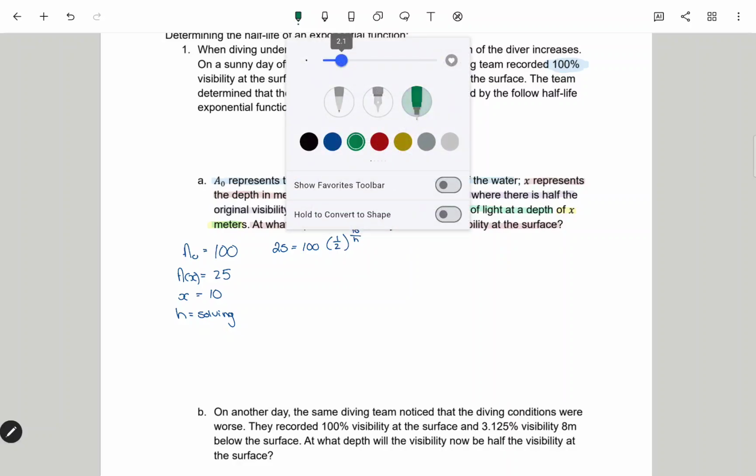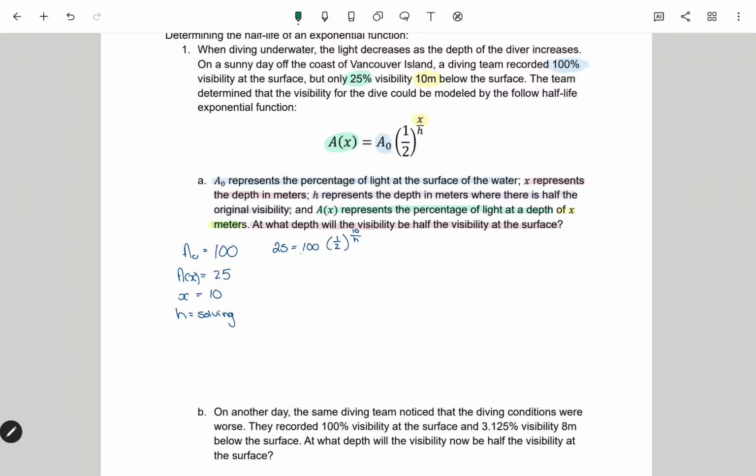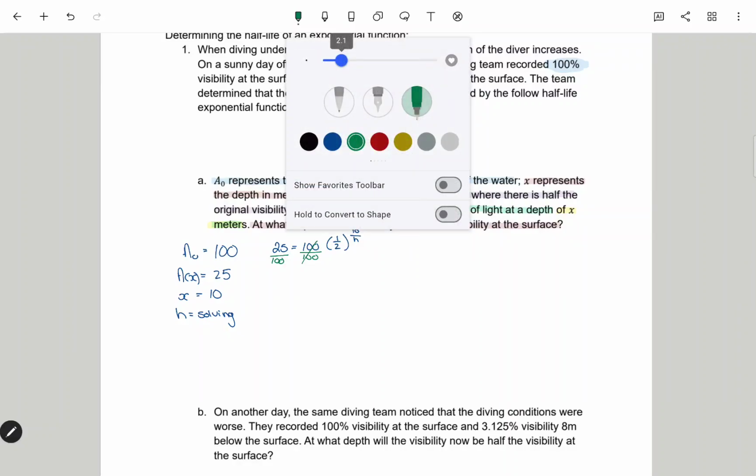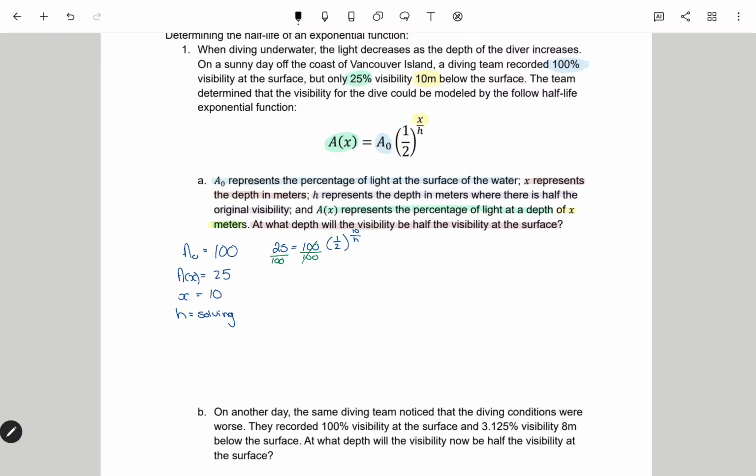So when we're solving exponential functions, we don't like having things out front. So we're going to divide both sides by 100. And I know you may not like fractions, but fractions are going to make your life easier. So 25 over 100 is 1/4. You can always math practice in your calculator. And on the right side, we're left with 1/2 to the power of 10 over h.